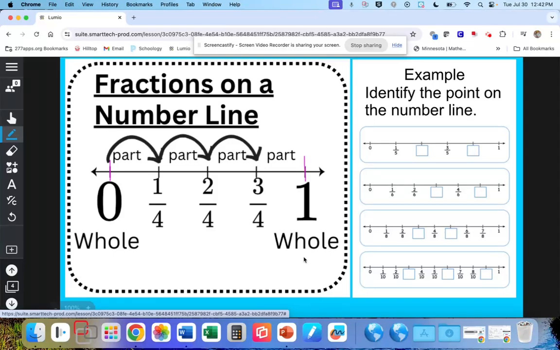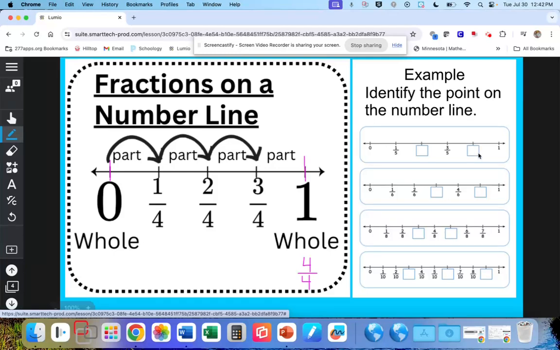Now, if we wanted to write a fraction of our whole here, we could have written it as 4 over 4. Because if I have a pie and I have all 4 pieces out of the 4 given, I have the whole pie.